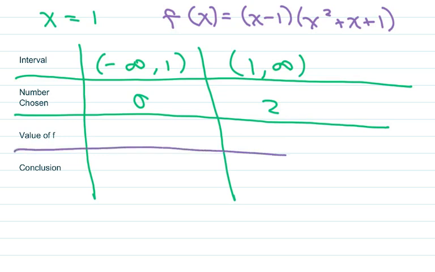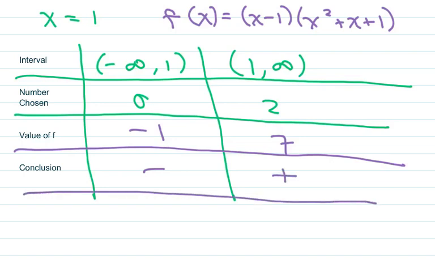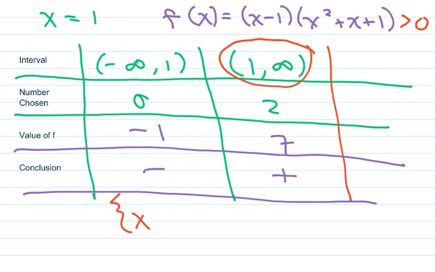So the value, when you plug in 0, you get negative 1. And when you plug in 2, we get 7. This is a negative number. This is a positive number. So basically, we want positive. So we only want this interval here. So our solution set is x such that x is greater than 1.